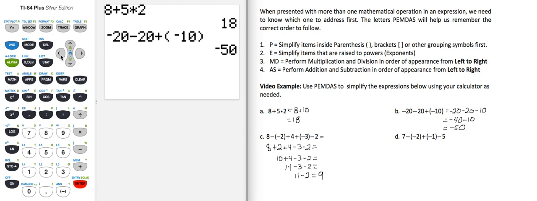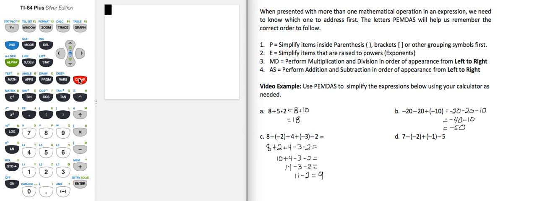So let's go to our calculator. I'm going to clear this out and put in the entire original expression: 8 subtract parenthesis minus 2, be sure you're getting the correct symbol there, plus 4, plus parenthesis a negative 3, subtract, or minus, 2. Enter gives us and confirms the result of 9.